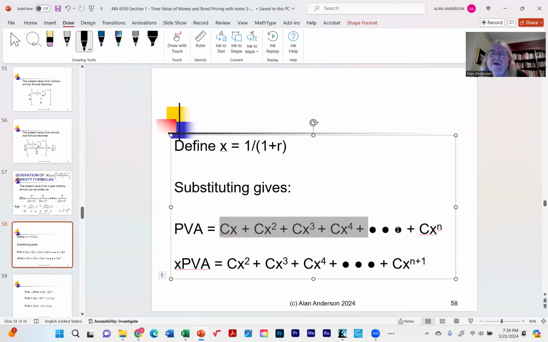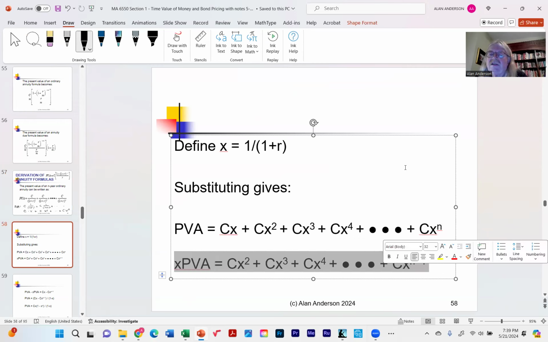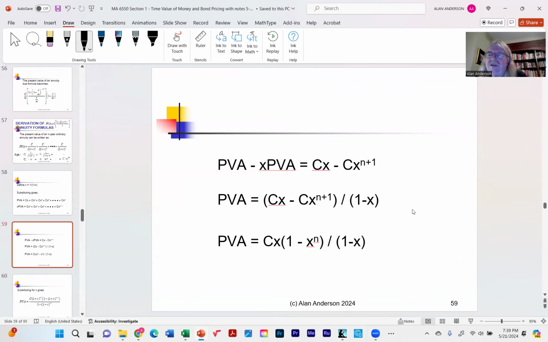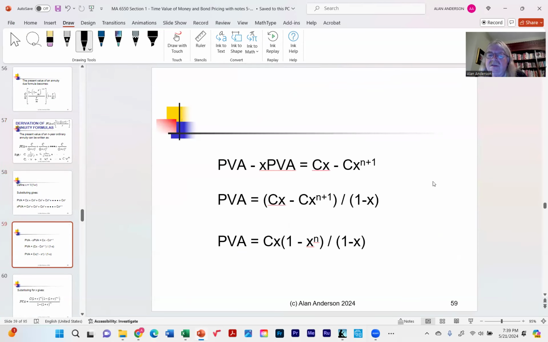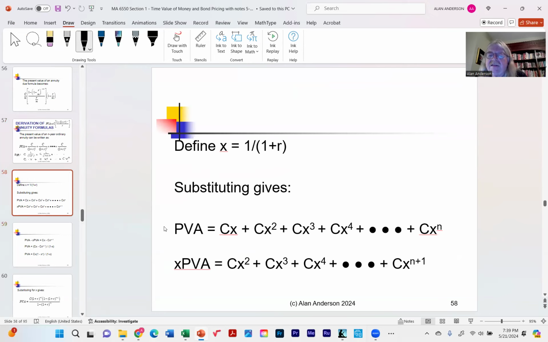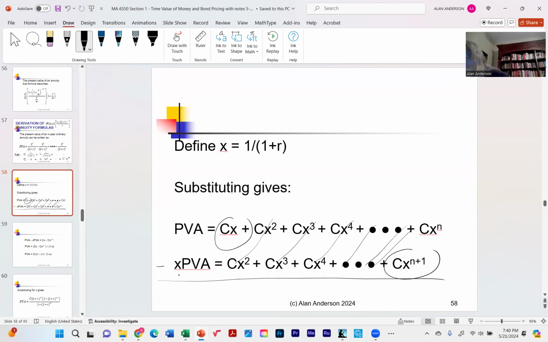Now with that being done, if you multiply both sides by x, of course, you're certainly allowed to do that. And here's the ingenious part. We're going to subtract one from the other. Okay, in other words, if I take this, in fact, here's what you're doing. Let's see it right here. The interesting part is that all the terms cancel out except for this one and this one.